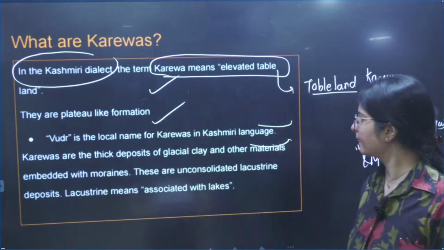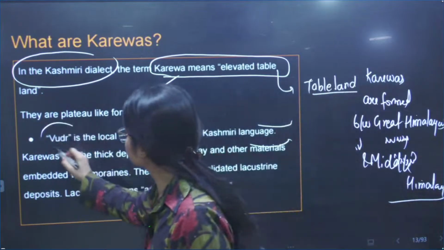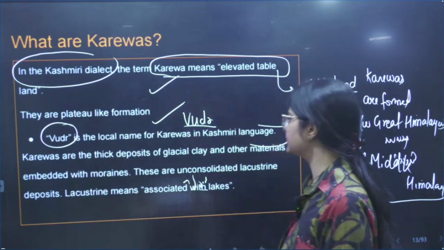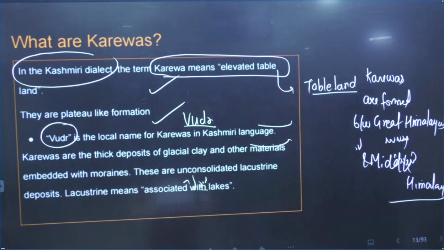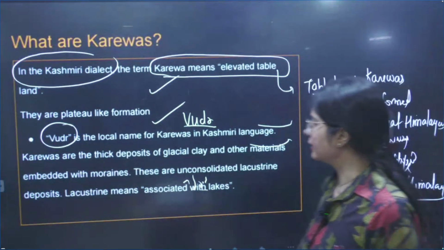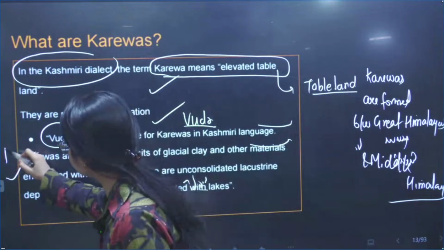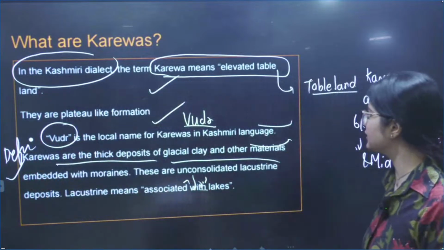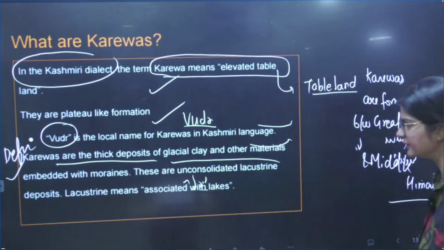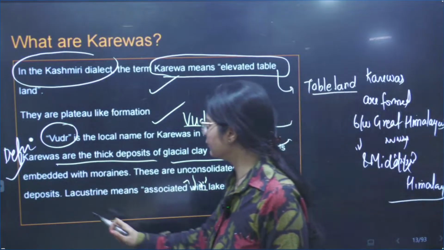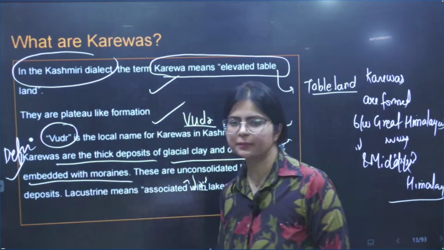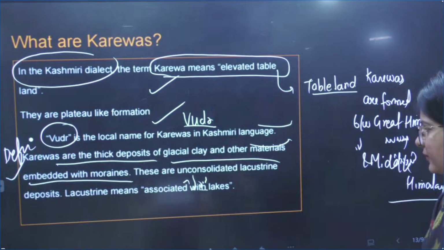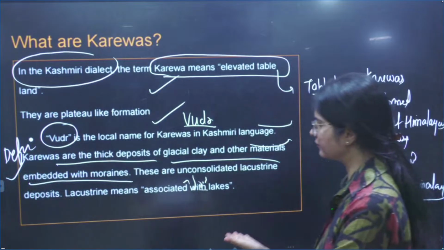Second point, Vidur. This is a common name. The local people call it with the name of Vidur also, is the local name for Kareva in the Kashmiri dialect. Karevas are, now you can write actual definition from here. Karevas are the thick deposits of glacial clay and other materials embedded in moraines. क्या मतलब है इसका? That your soil and glacier, they are mixed together. That is what they are actually trying to tell through this.